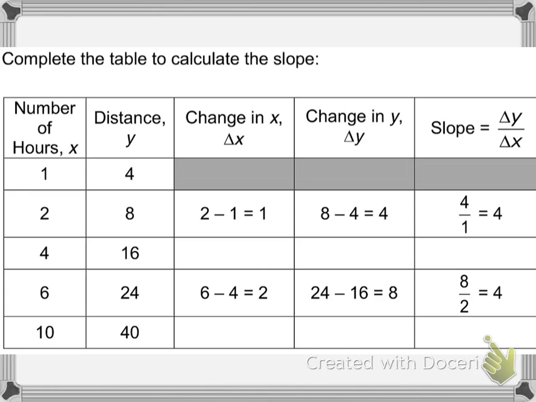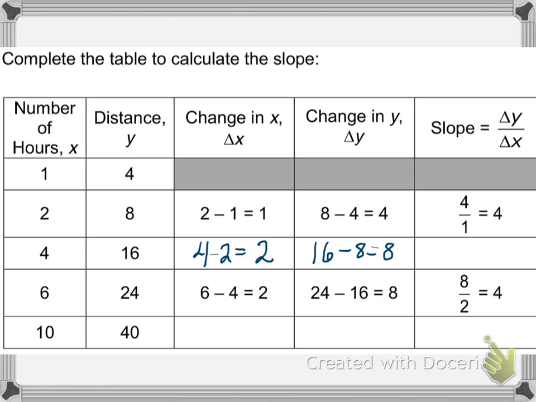Now we're going to work a problem on our own. So we would take our second x value and subtract our first. So we would take 4 minus 2, which gives us 2. And then we're going to do the same thing with our y values. We would take our second y value, which is 16, and subtract our first, which is 8. So 16 minus 8 gives us what?